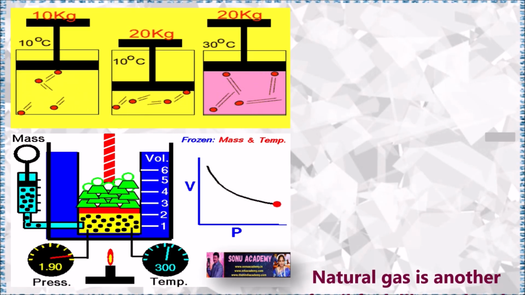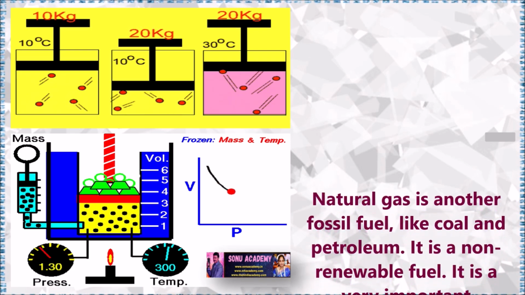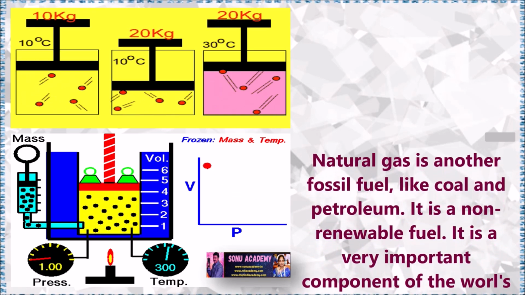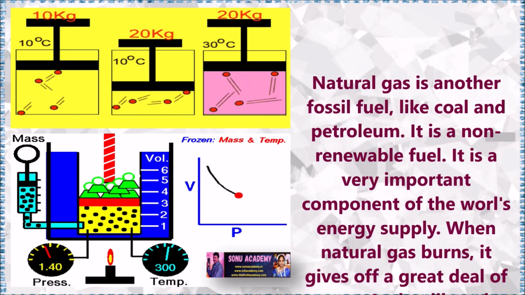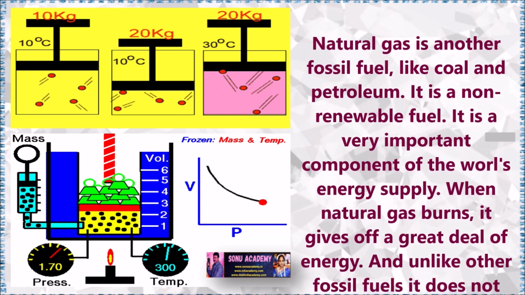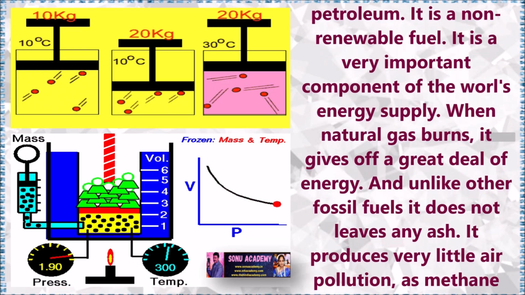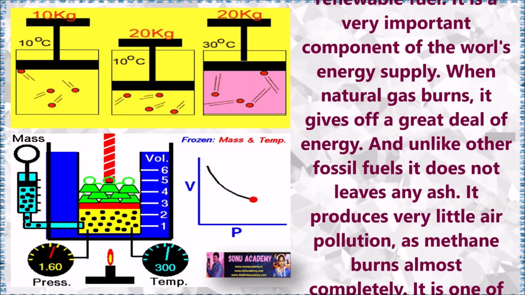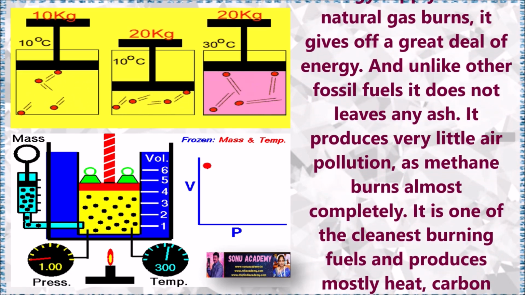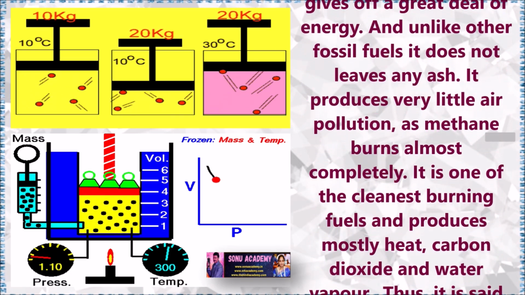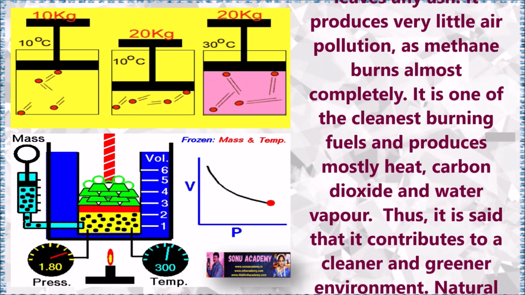Children, let us discuss the summary of natural gas. Natural gas is another fossil fuel like coal and petroleum. It is a non-renewable fuel. It is a very important component of the world's energy supply. When natural gas burns, it gives off a great deal of energy and, unlike other fossil fuels, it does not leave any ash. It produces very little air pollution as methane burns almost completely. It is one of the cleanest burning fuels and produces mostly heat, carbon dioxide and water vapor.